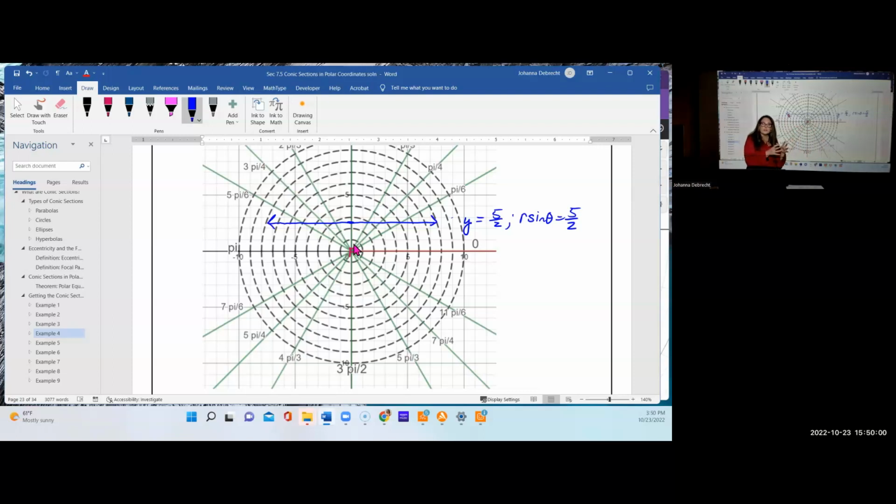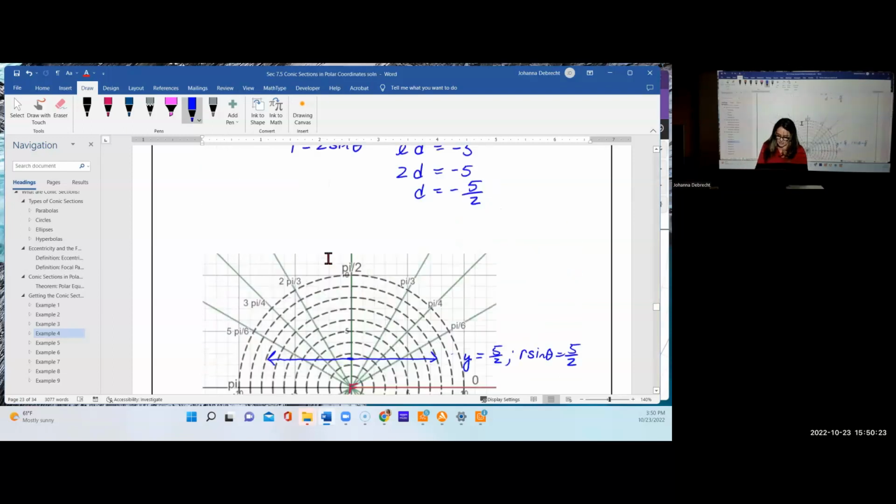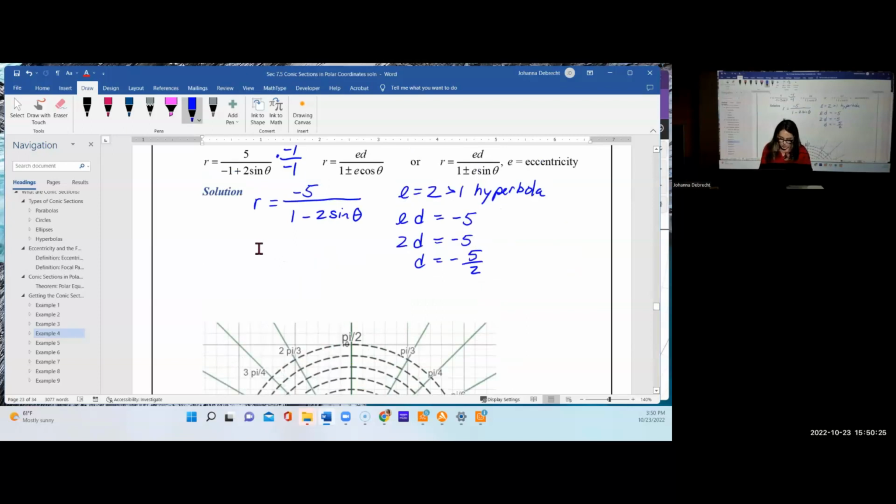But we know that the directrix lines are on either side of the center. So the center's got to be above. So this has to be the lower half of a hyperbola opening up and down. Now we want to locate where those places of the major vertices are. Since it opens up and down, they've got to be along the pi/2, 3pi/2 line. So we're going to come up here and compute the value of r of pi over 2 and r of 3 pi over 2.